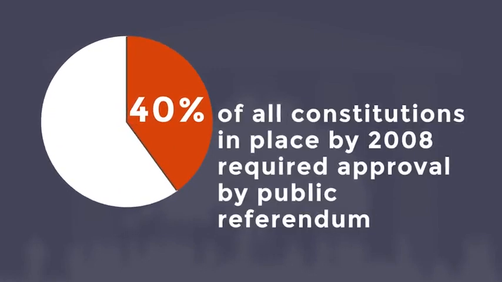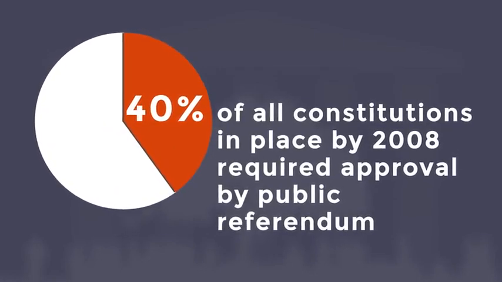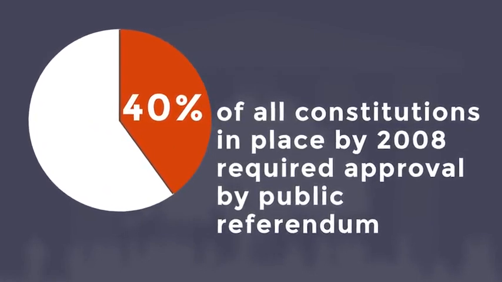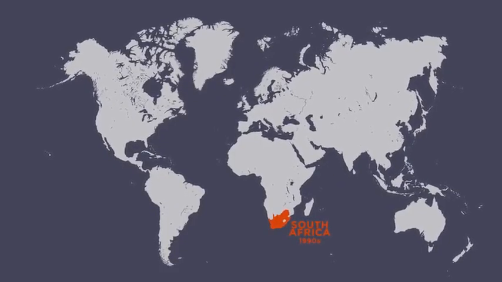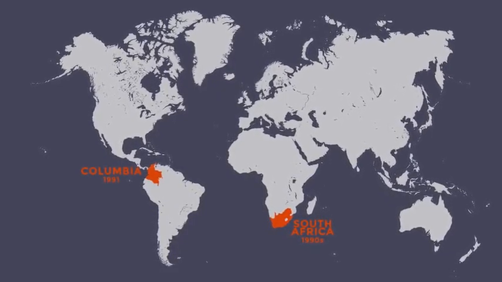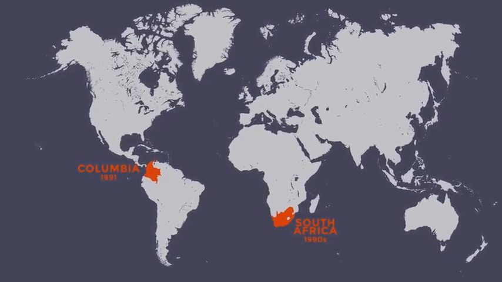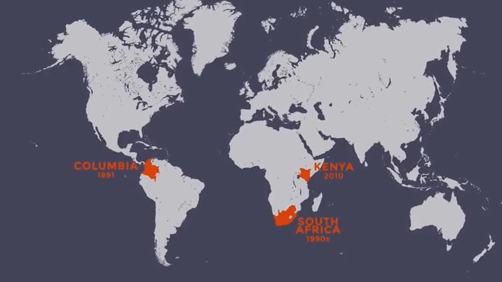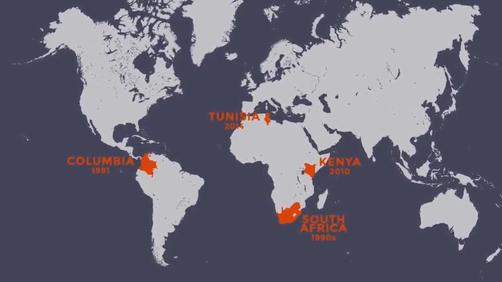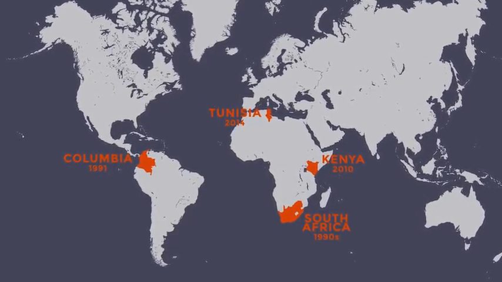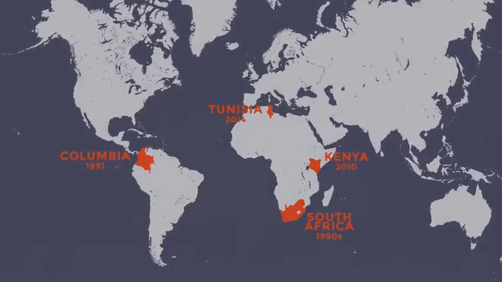Over 40% of all constitutions in place by 2008 required approval by public referendum. Examples of constitution-making processes that were particularly participatory and inclusive include South Africa in the early 1990s and Colombia in 1991. More recently, Kenya in 2010 and Tunisia just now in 2014 have adopted new constitutions through extensive participatory mechanisms as well.